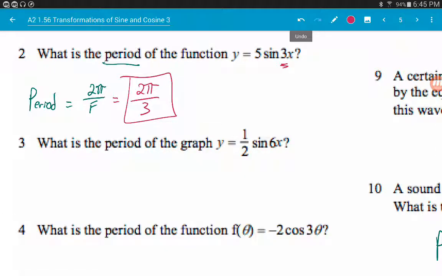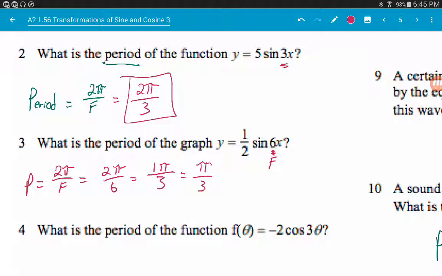If I had another example like number 3, 1/2 sine of 6x, this right here is the frequency. That's the frequency of 6. So period is equal to 2 pi divided by frequency, which is 2 pi divided by 6, which could be simplified into 1 pi over 3, because 2/6 is also 1/3. And then I actually don't need to write 1 pi, I could just write pi. So pi over 3 is how I would write that final answer.